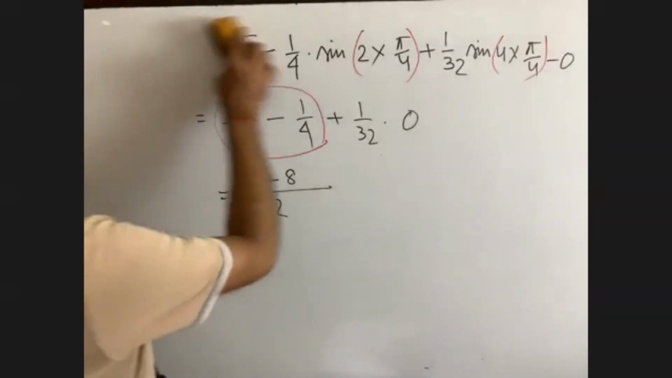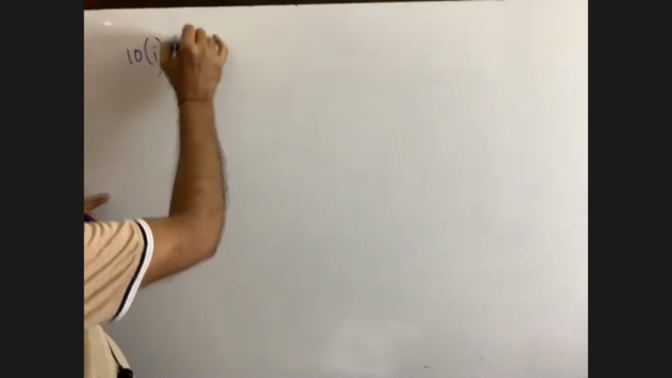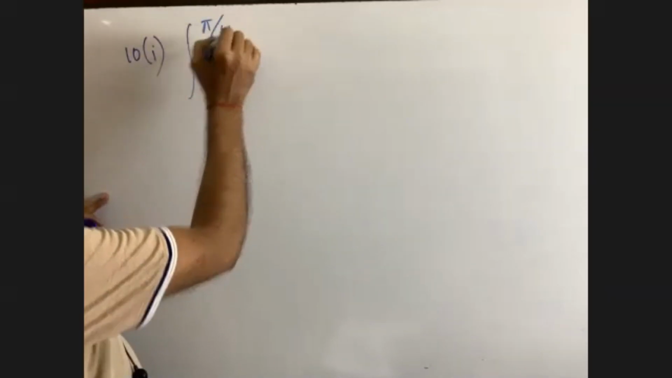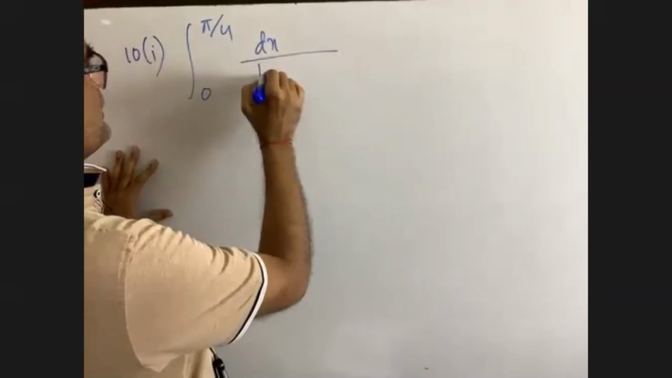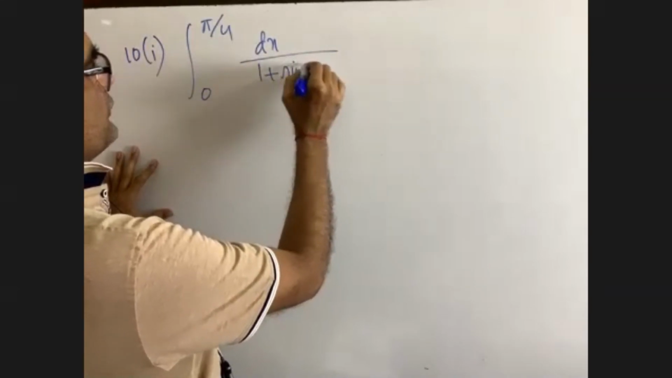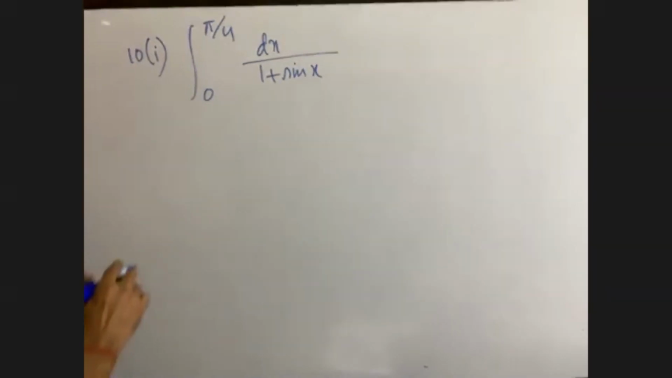Is it okay? Yes, sir. Now the most important math, question number 10-1, integral from 0 to pi by 4 of dx by 1 plus sine x. Okay, can you do it? What will you do? Write down.